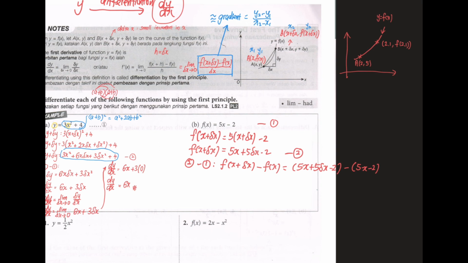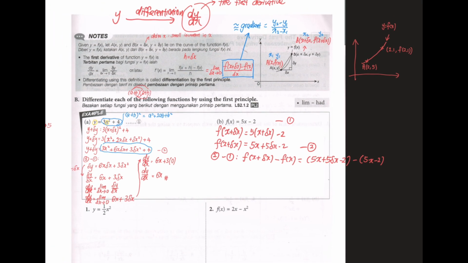Same with this one actually. If you observe properly, we are doing the same thing. This is 2 minus 1 only. This is 2 minus 1 also. Left hand side, this minus this. It's just that this cannot cancel off, not like this. This one they can cancel off. This minus this, the y can cancel off. Right hand side, this minus this. I write down everything and I cancel off later. Now I cancel off. 5x minus 5x, no more already. Minus 2 minus minus 2, no more already. So only 5 delta x remains.